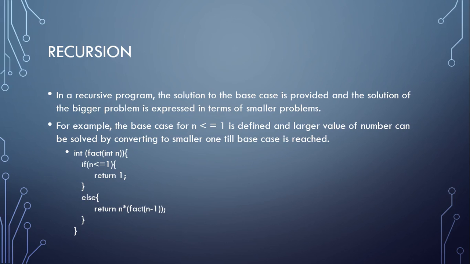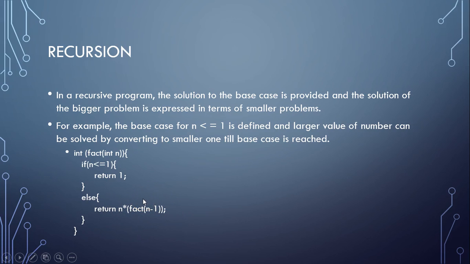So here in this example, I have int fact of int n. If n is less than or equal to 1, return 1. Otherwise, we're going to say return n times fact of n minus 1. So this is a factorial example. In this factorial, of course, if it's less than 1, just return 1. 1 factorial is 1. 0 factorial is 1. All right. Otherwise, you're going to take that number and multiply it by the previous iteration.